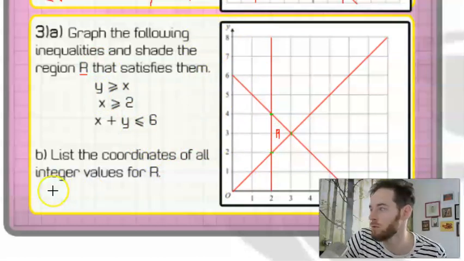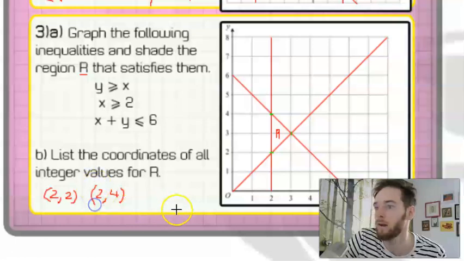All right, so we've got 2, 2 is one that works. We've got 2, 4 is another one that works, and we've got 3, 3, which is another one that works. And we could check those out and make sure they do work, but they will. All right, you can check them out yourself.